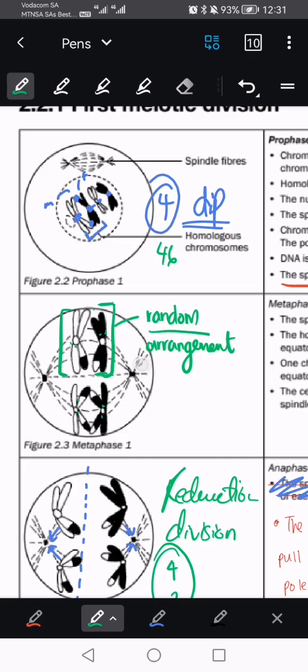This random arrangement is to ensure even more genetic variation, even more strong environmental characteristics of the offspring, to ensure that the offspring have the greatest chance of survival. Crossing over, random arrangement, we're also going to look at something called random fertilization.